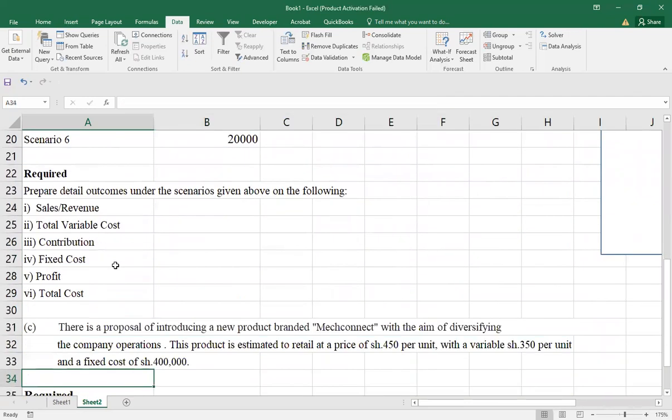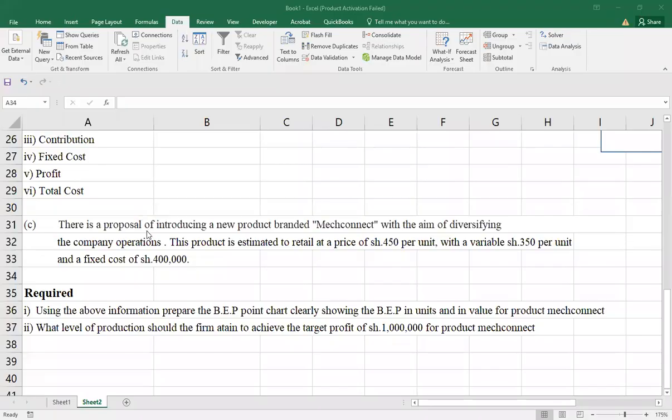So come to part C of the question. These are what you are told: that there is a proposal of introducing a new product branded Make Connect with the aim of diversifying the company operations. This product is estimated to retail at a price of 450 with a variable cost of 350 per unit and a fixed cost of 400,000, right? So these are basically what we are told.